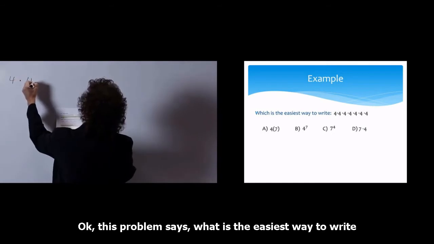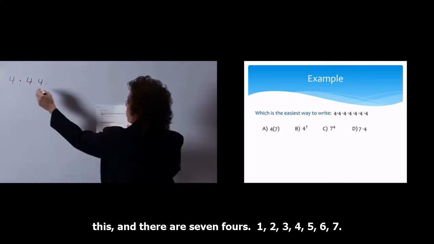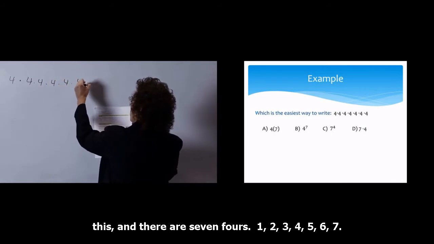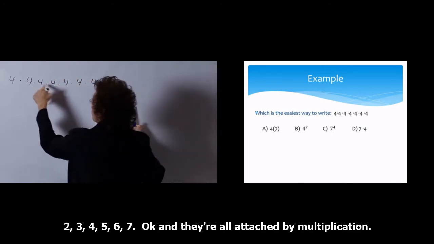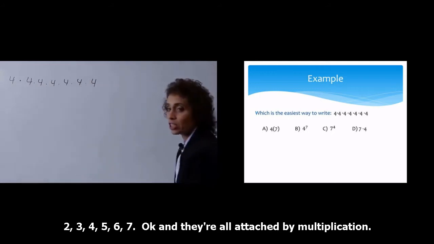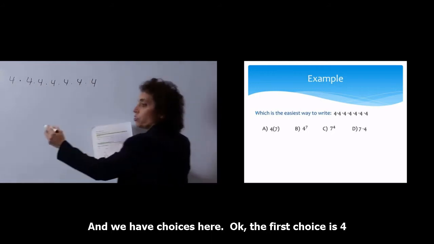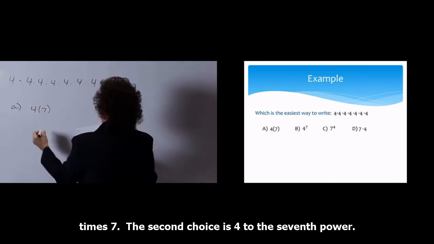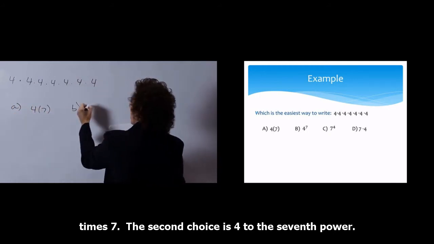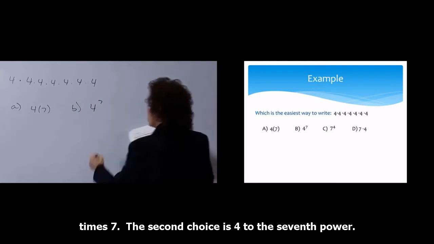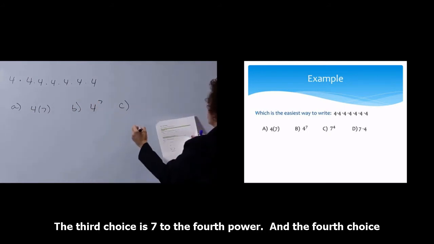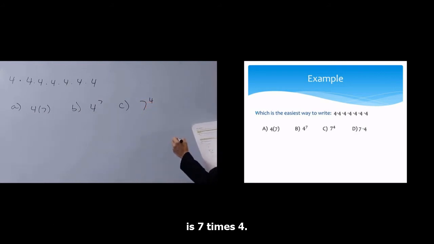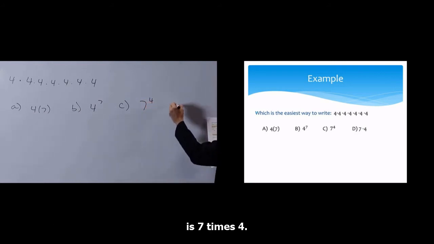Okay, this problem says, what is the easiest way to write this? And there are 7 fours, 1, 2, 3, 4, 5, 6, 7, and they're all attached by multiplication, and we have choices here. The first choice is 4 times 7. The second choice is 4 to the 7th power. The third choice is 7 to the 4th power, and the fourth choice is 7 times 4.